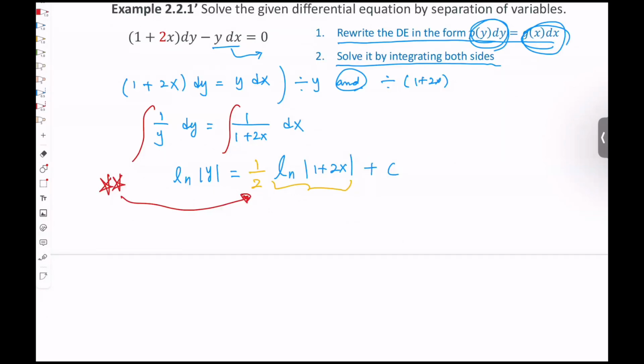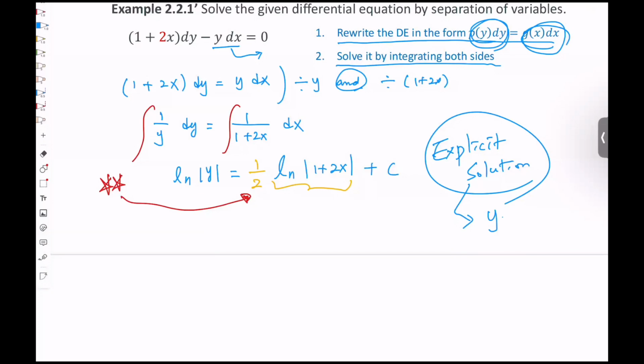Throughout this class, your answer should not contain the ln. I'm going to say that in the problem. So make sure you simplify as much as possible, or I'm going to say, give me the explicit solution. When I say explicit solution, you have to give me y equals something. You have to isolate y on the left-hand side, y only. That's what we call an explicit solution.